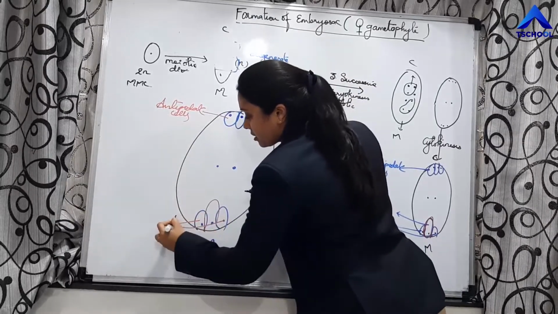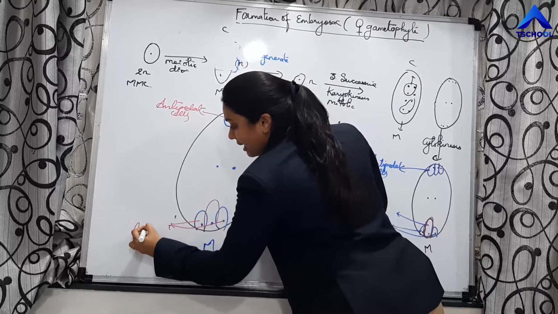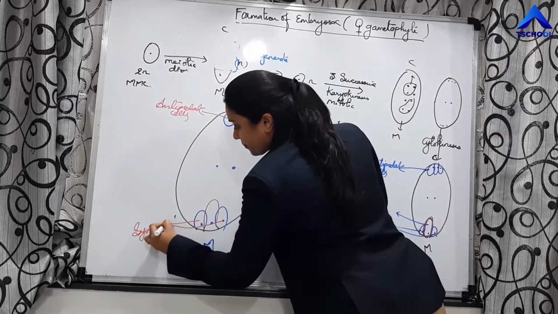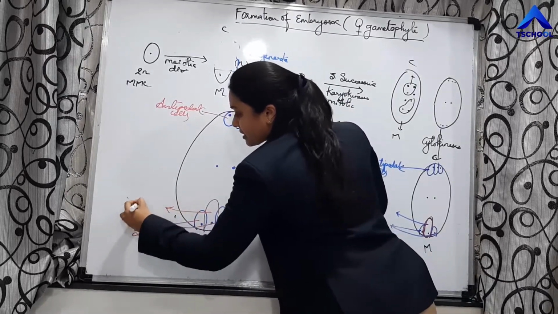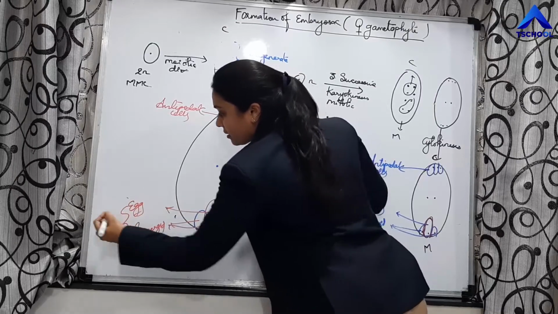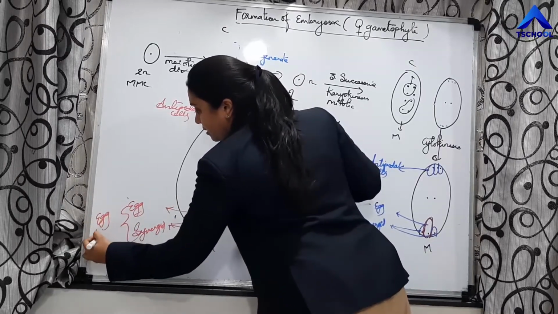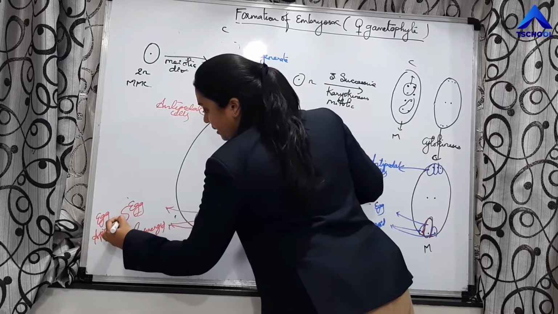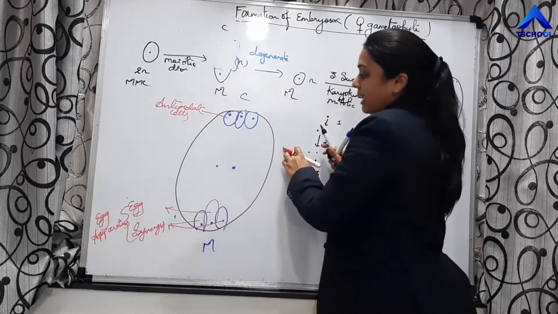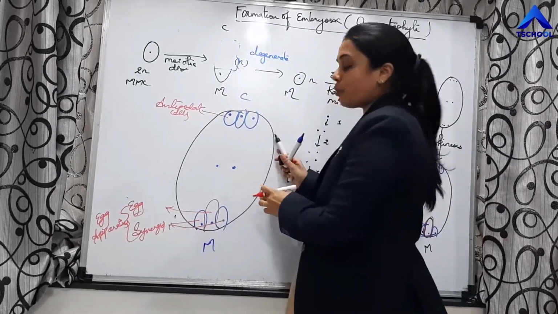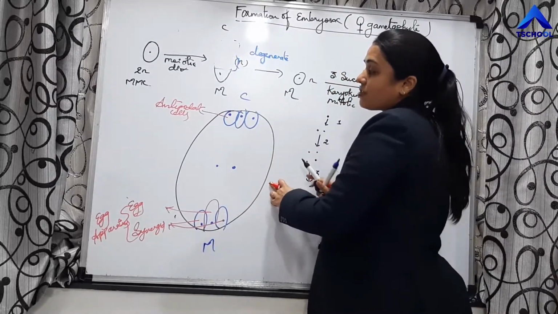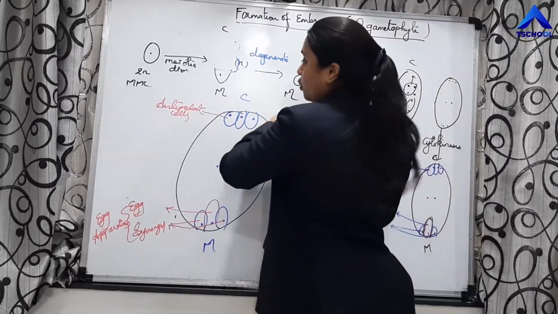The 2 cells towards the micropyle end are called synergids. The center cell is the egg cell, and together they form the egg apparatus, right? And in the center there are 2 polar nuclei. So this is the structure of a typical embryo sac.